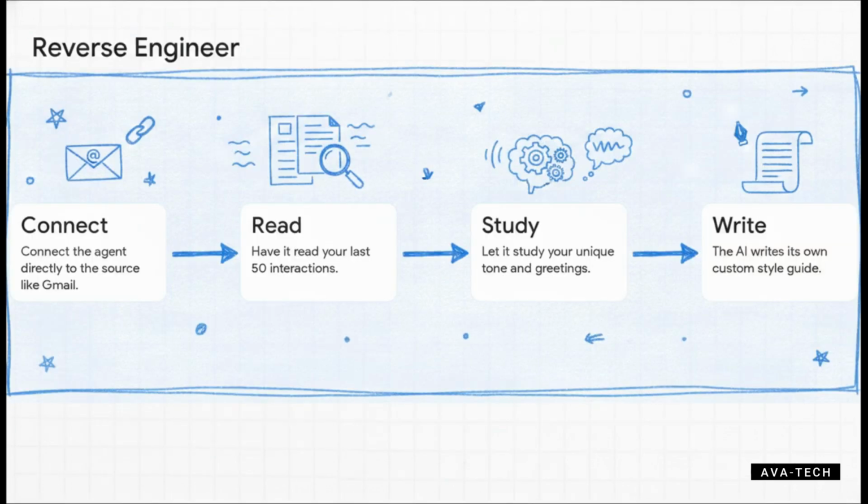Now, the absolute best way to equip your agent with these playbooks is what we call the reverse engineer method. Seriously, instead of sitting down and manually typing out some 20-page manual on exactly how you write emails, just connect the AI directly to your Gmail. Have it read your last 50 interactions. Let it study your unique tone, your typical greetings, your sentence length, the whole shebang. Then just have the AI write its own custom style guide. It is so incredibly efficient.